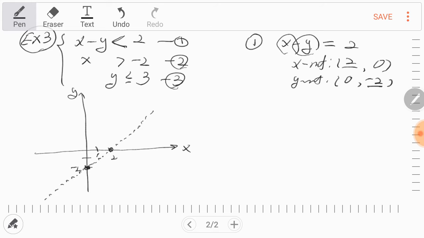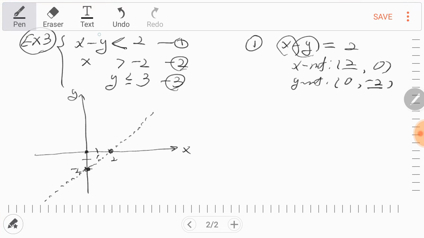Okay, and let's test the point so that we can select the area of the solution. Let's try 0, 0. So x equals 0, y equals 0. Then 0 is less than 2. Is this true? Yes, this is true. So the solution for the first inequality is above the line. Let me use a little arrow like this.